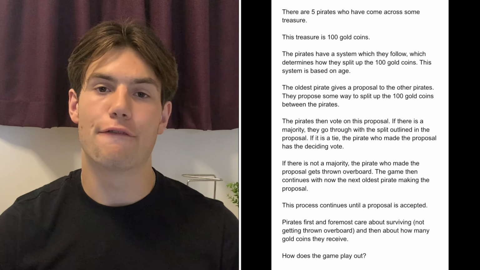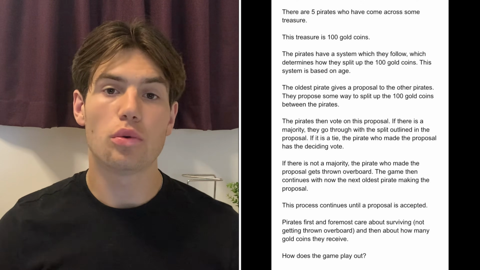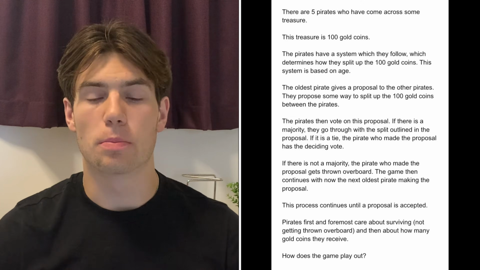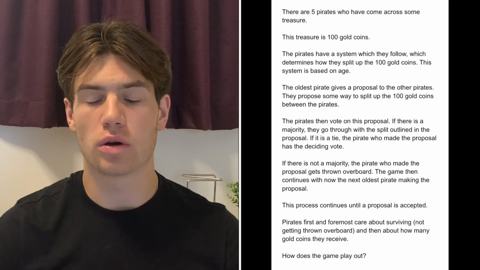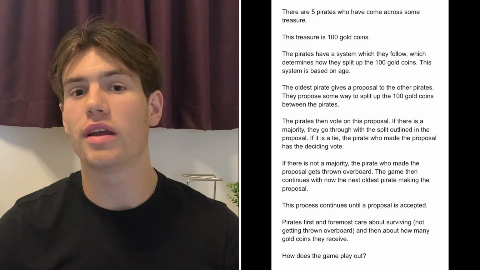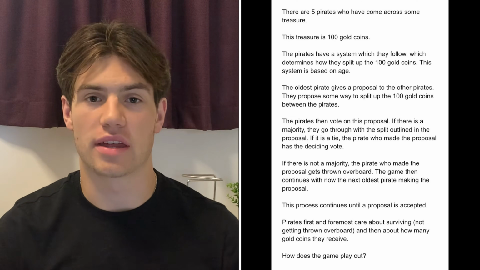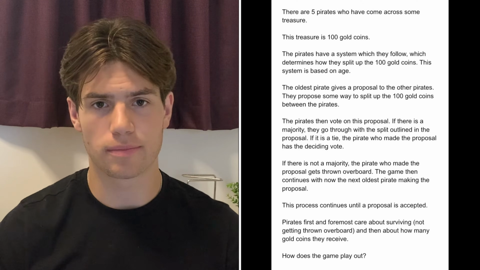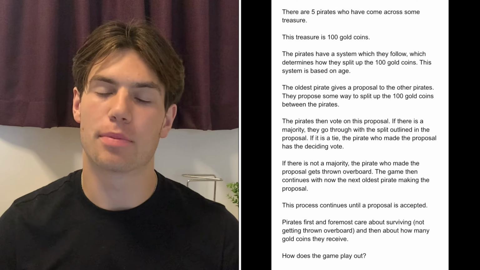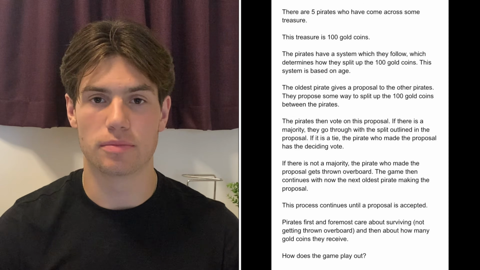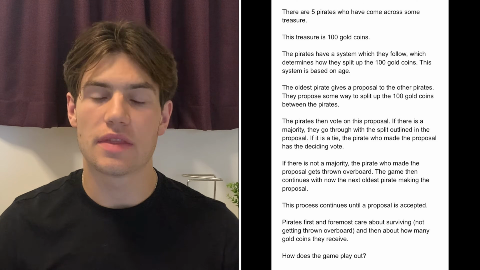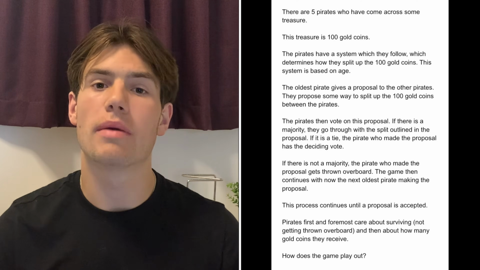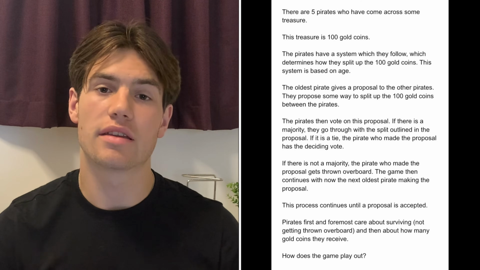And this is the system they have for splitting up the gold coins. The oldest pirate, pirate 1, gives a proposal to the rest of the pirates. For example, pirate 1 may say, I get 50 gold coins, pirate 2 gets 20, pirate 3 gets 10, pirate 4 gets 10, and pirate 5 gets 10. So he proposes some way to split up these 100 gold coins. All of the pirates, including the one that has made the proposal, then vote on this proposal. The way it works is if it gets a majority, they go through with the proposal, otherwise they don't. In the case of a tie, the proposer has the deciding vote.